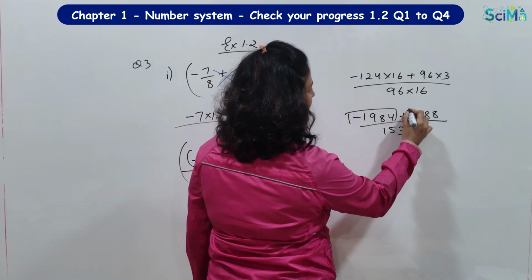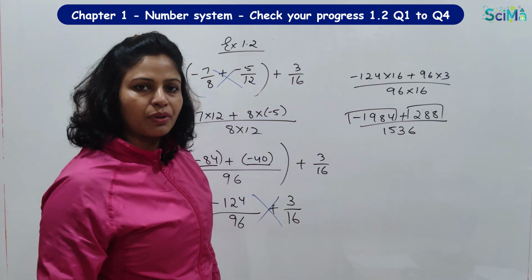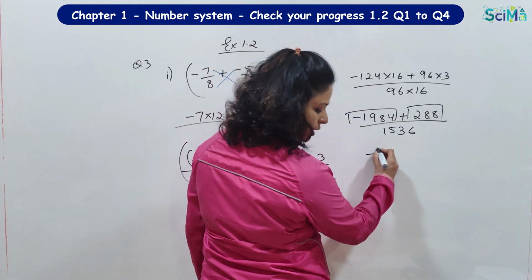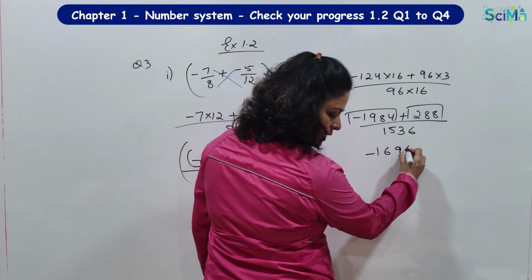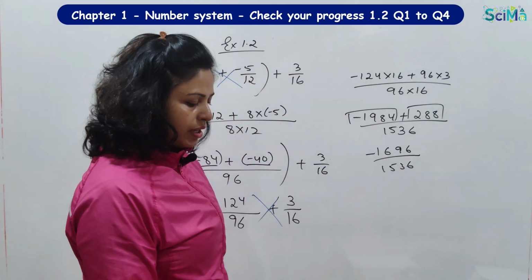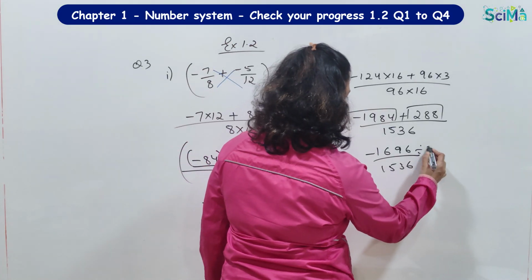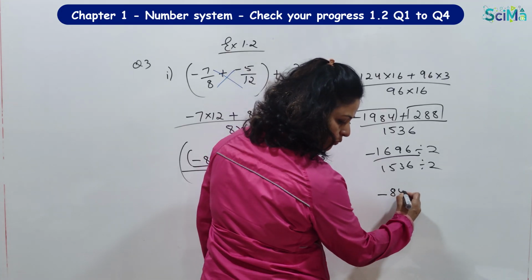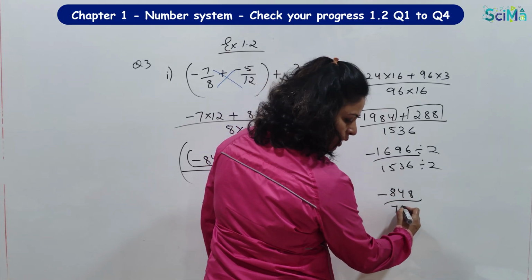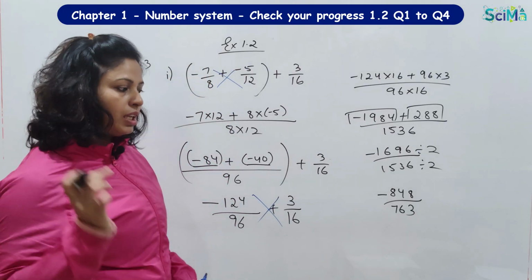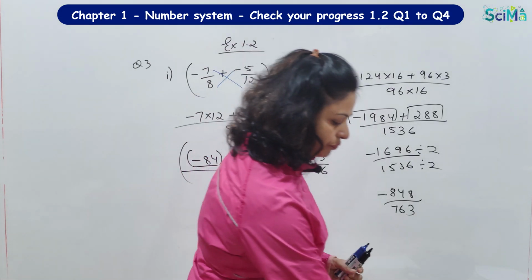So here we have a negative number and one positive number. We do subtraction and retain the sign of the bigger number. So here we get minus 1696 by 1536. This is the answer we get. You can reduce it if you want, divide by 2, both are divisible by 2. You will get minus 848 divided by 768. Okay, so this is the answer for the first part.